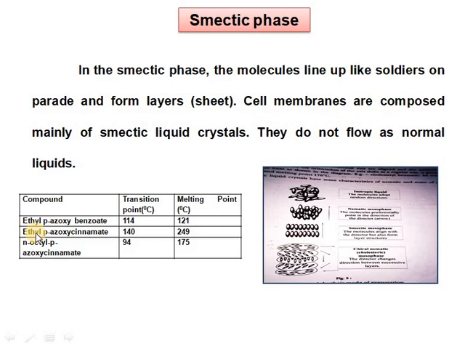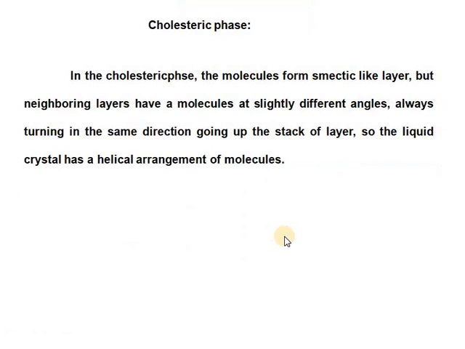For example, ethyl para-azoxybenzoate, ethyl para-azoxycinnamate, para-octyl azoxycinnamate, and their melting points are here. And these are the transition temperatures. So these are the types of smectic liquid crystals.